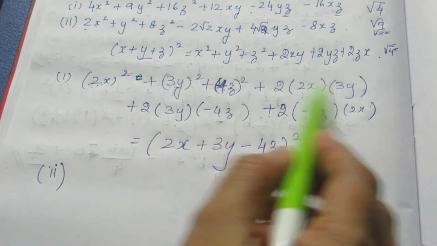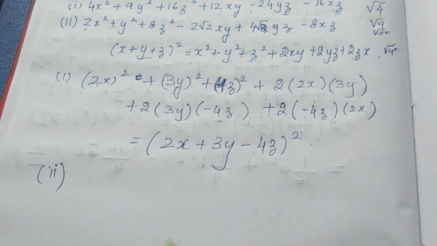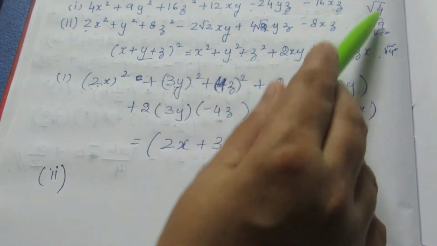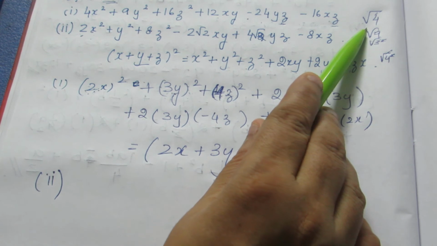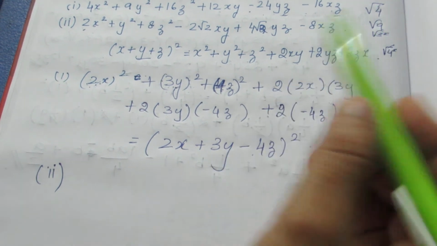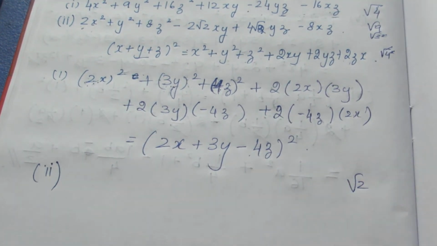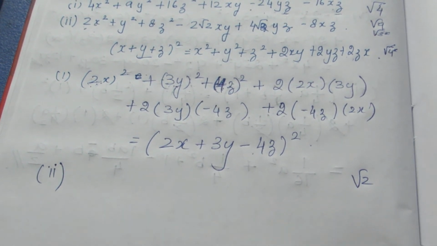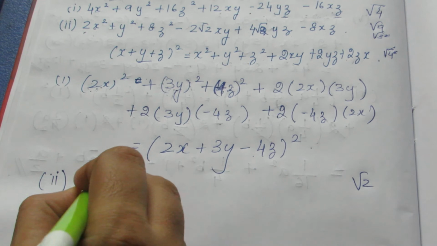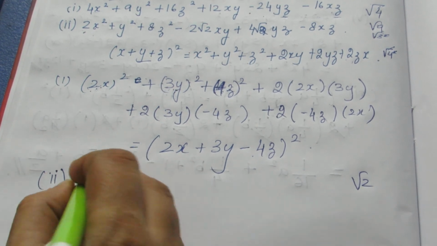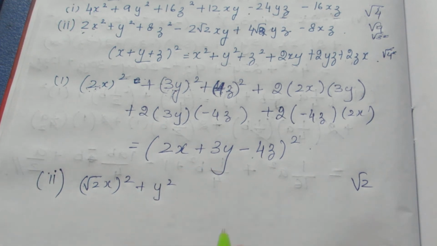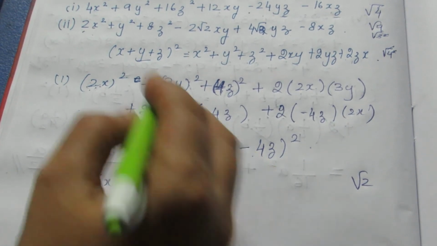First we need to see whether it is in this form. For that we need to write the whole square. Here for whole square, as I told before, take a root. If I take a root 2, I can't solve it because there is no square to cancel it. So my x will be root 2x the whole square. Now y, it's only y, so you can write it as y square.